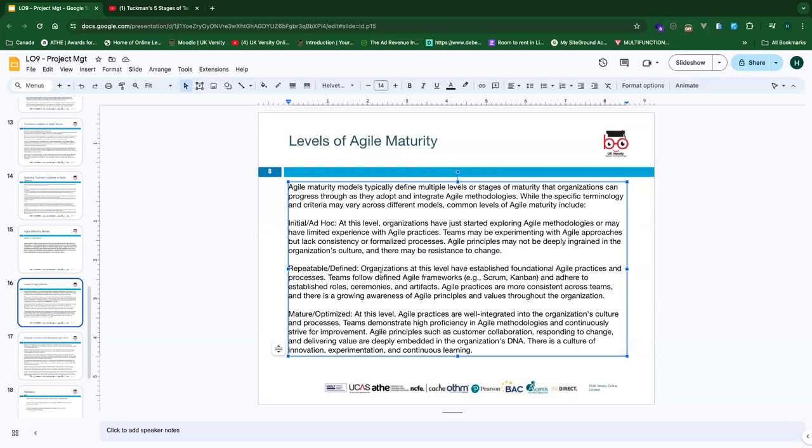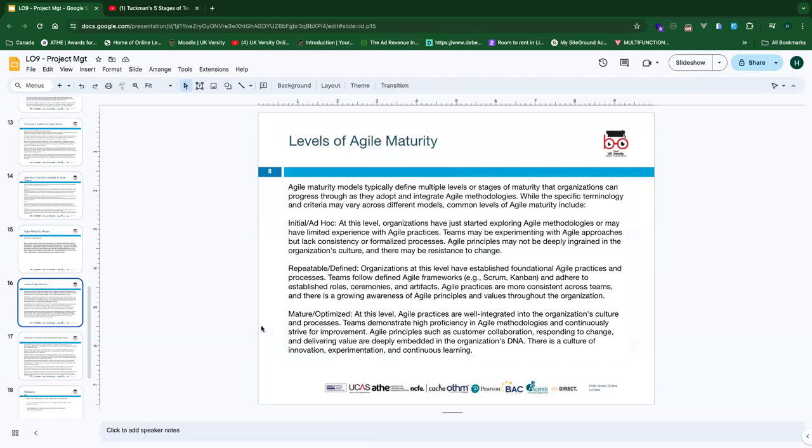Repeatable or defined. Organizations at this level have established foundational agile practices and processes. Teams follow defined agile frameworks like Scrum, Kanban, and adhere to established rules, ceremonies, and artifacts. Obviously, you've established everything here. You've defined everybody's role. You've told them the goals and their responsibilities and everything. Agile practices are more consistent across teams, and there's growing awareness of agile principles and values throughout the organization.